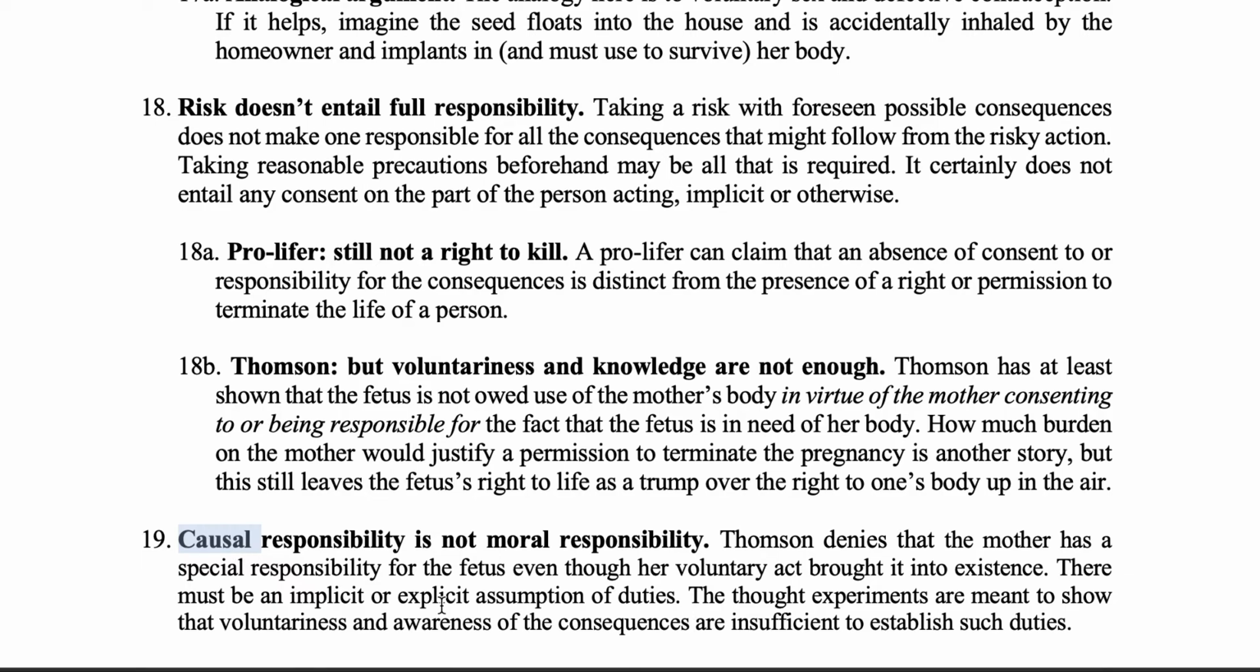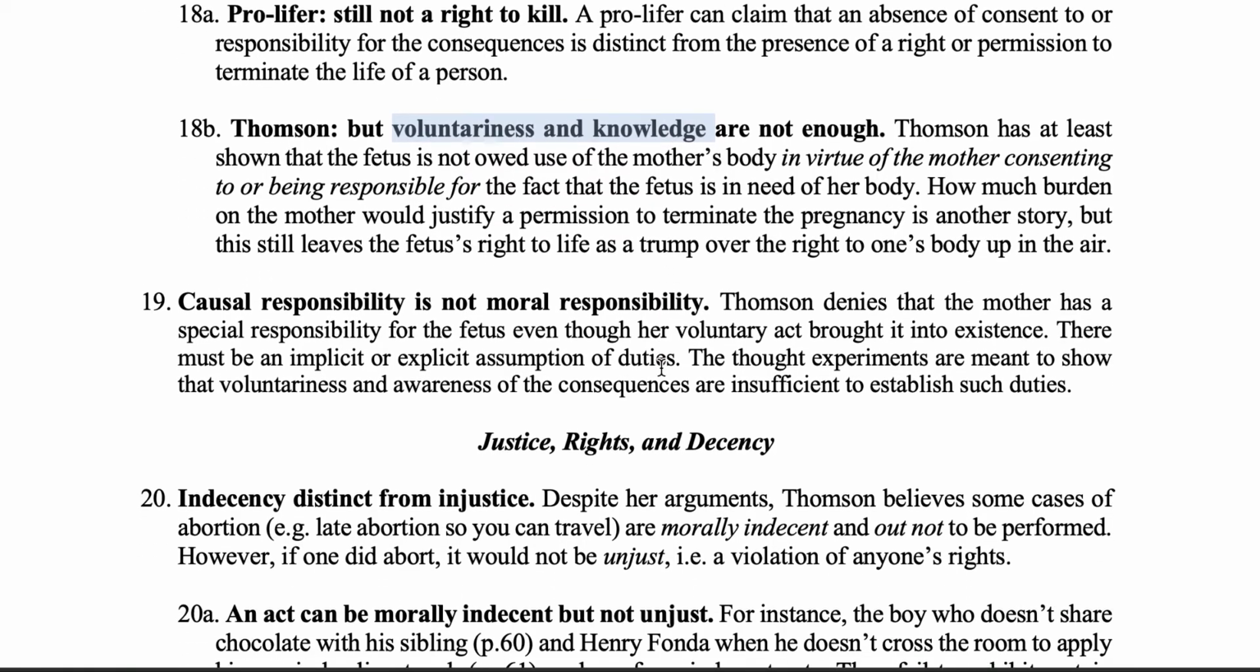Right? So her thought experiments are trying to show the voluntariness, right? You consented, it's not rape. And then awareness, some knowledge of the risks, of the consequences. That doesn't show that the fetus has a right, that you now have a duty to give your body to the fetus. That's not enough, right? Causal responsibility is not going to be enough. So there needs to be something extra, and voluntariness and knowledge are not enough.